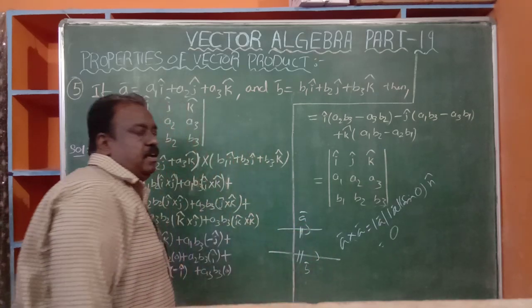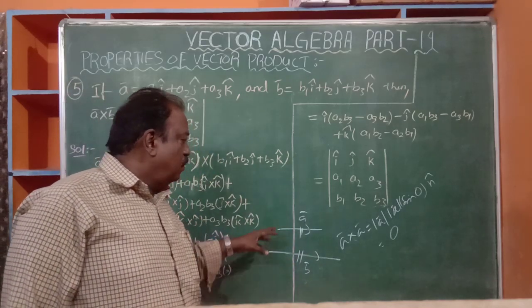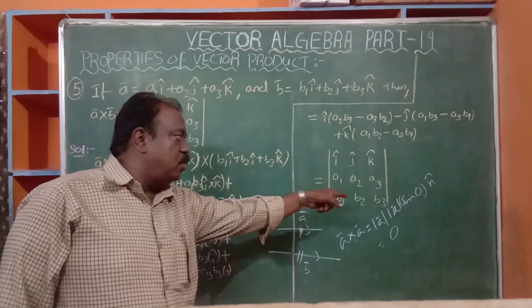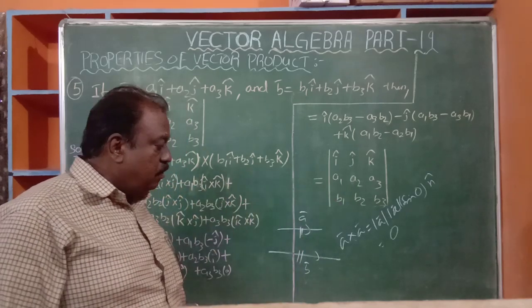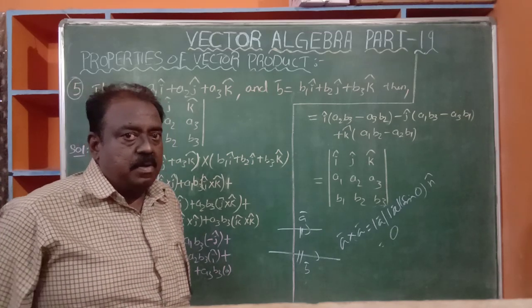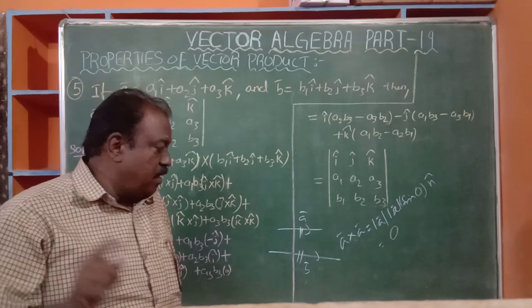If its angle is 0 degrees or 180 degrees, then its cross product, its vector product, is also 0 because sin 0 is 0. That is the first property. Again, A bar cross B bar is not equal to B bar cross A bar, but A bar cross B bar is equal to minus B bar cross A bar.